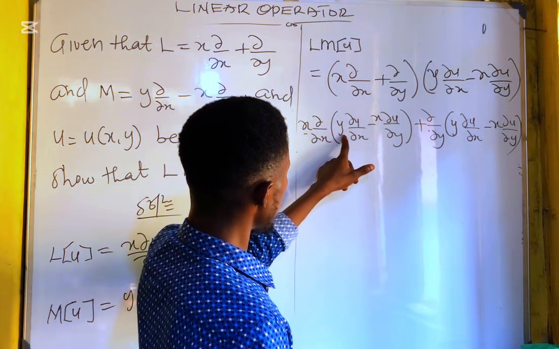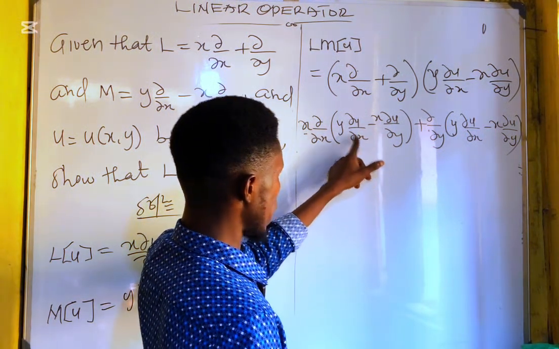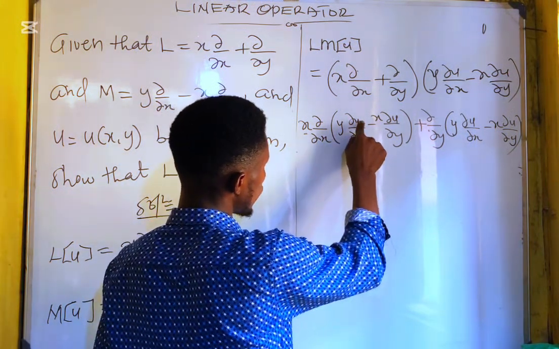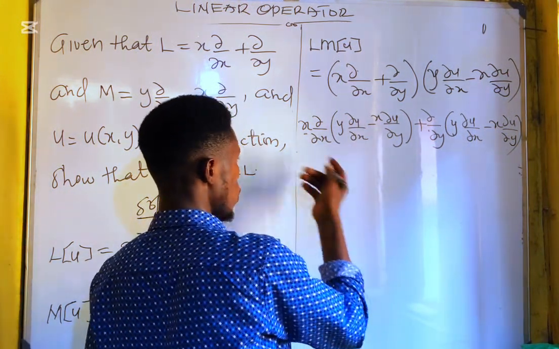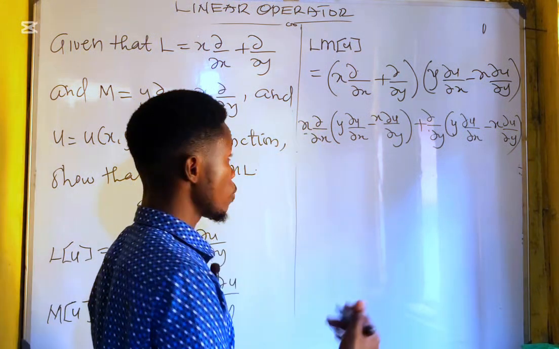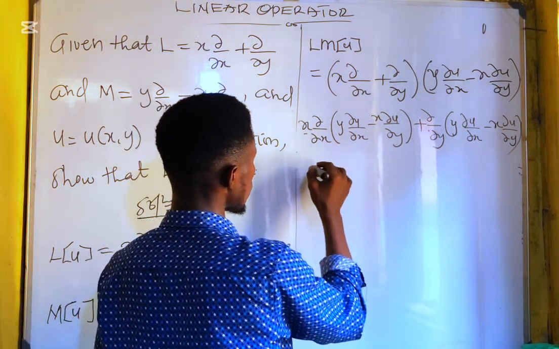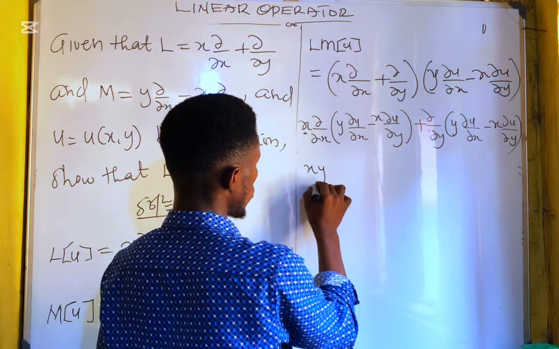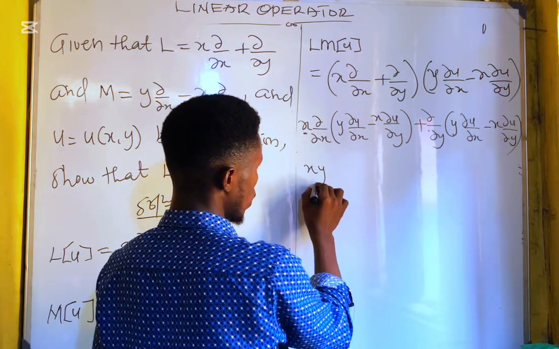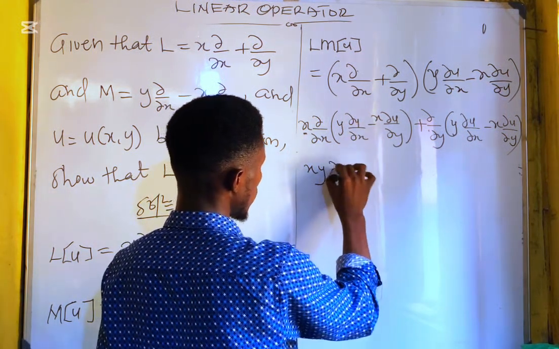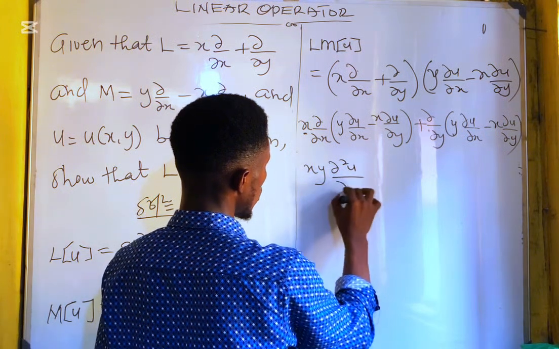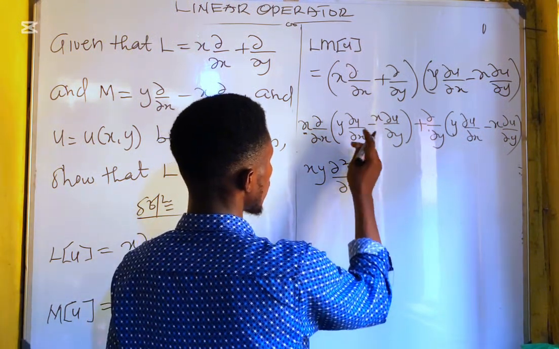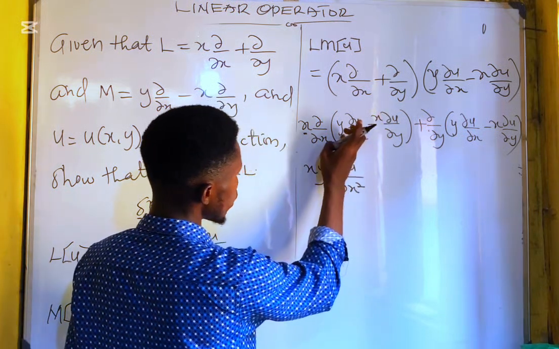We differentiate y and ∂u/∂x. This is a product rule. So first I'll hold y and differentiate this one. This is already first order, so if I differentiate a second time, the x is already outside and I'm holding this, so this y will also be there. If I differentiate it, that is going to be ∂²u/∂x².